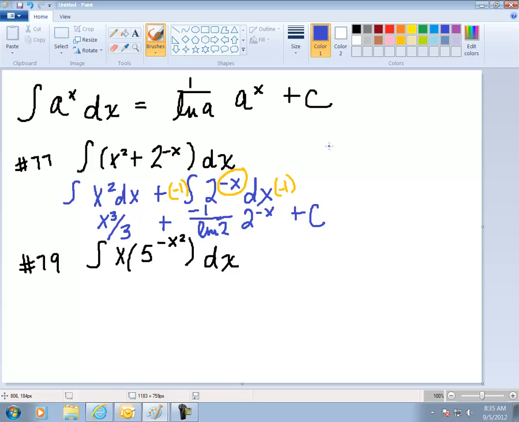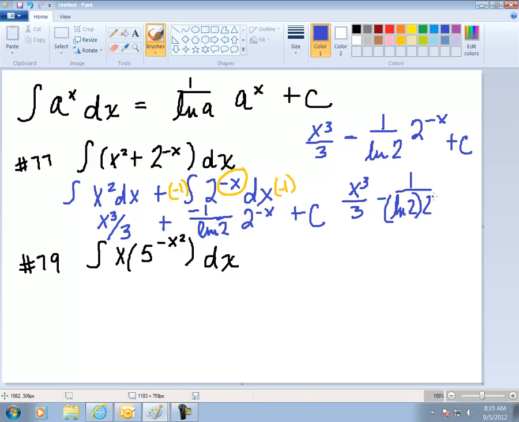All right, so my final answer would be x cubed over 3. This is a negative, so I can subtract 1 over the natural log of 2 to the minus x. And I could put my 2 to the minus x down here as well, since that's a negative exponent. In other words, I could also write this as 1 over natural log 2 times 2 to the x, plus c.